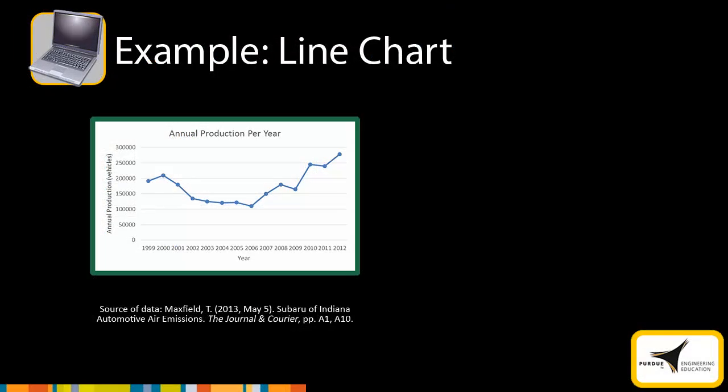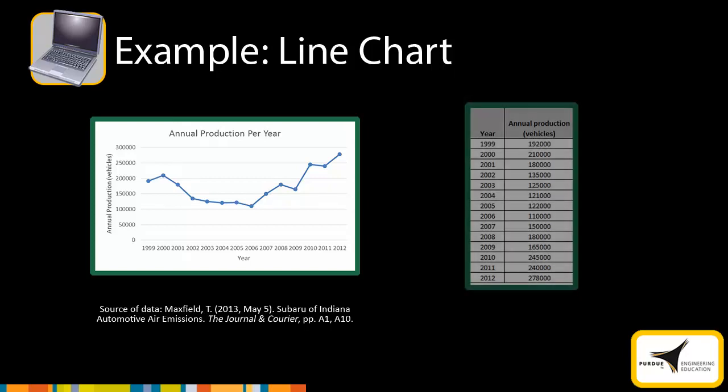Let's look at how to create the line chart shown here in Excel. In the example, we will create a chart showing the annual production of vehicles at Subaru of Indiana from 1999 to 2012. The dataset we will use is shown here.